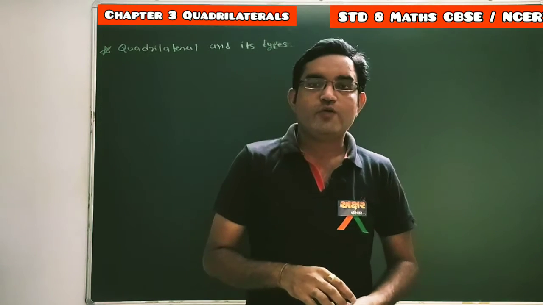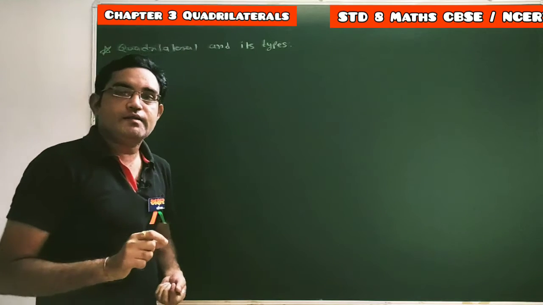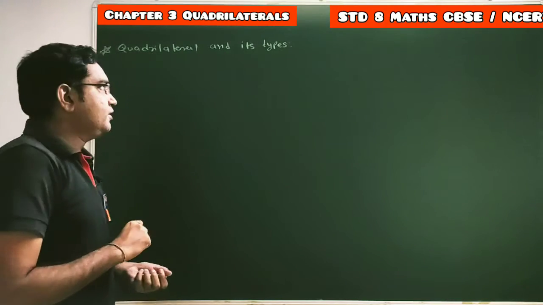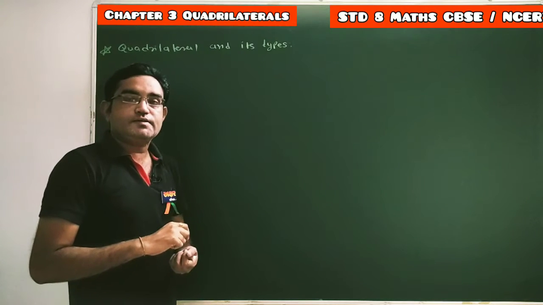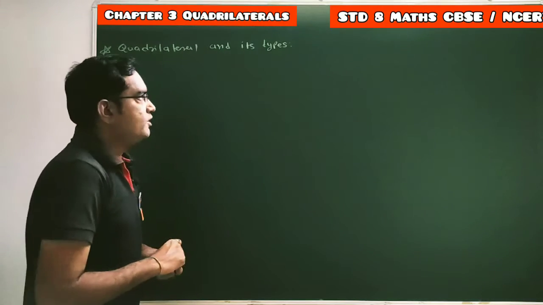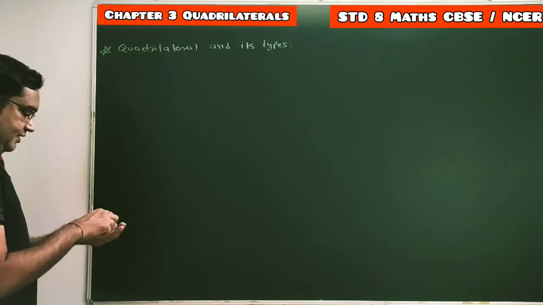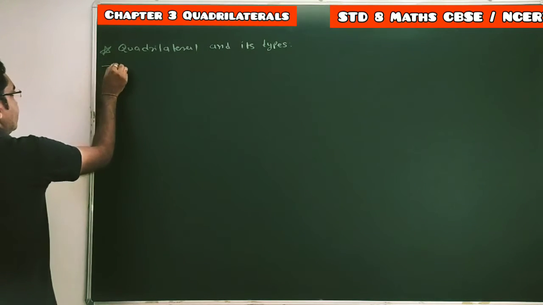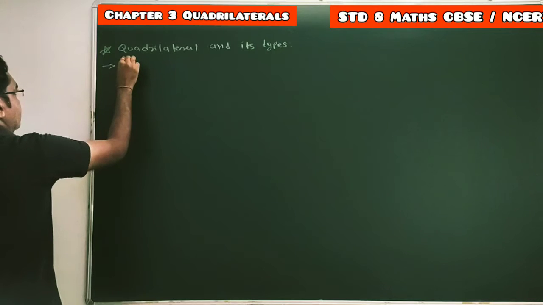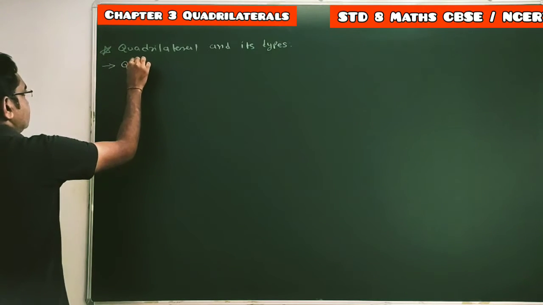Now in this video we are going to discuss quadrilaterals and its types. That is the topic from standard 8 chapter number 3, understanding quadrilaterals. So what is a quadrilateral? First we have to define the quadrilateral. So write down the definition of quadrilateral.